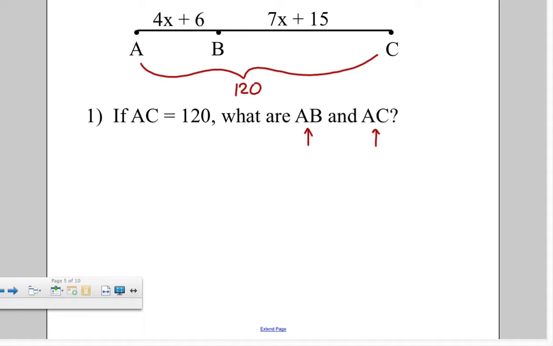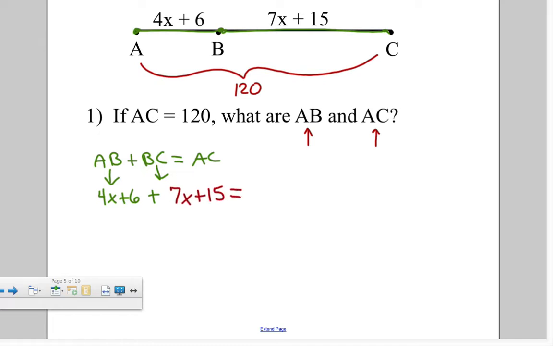Using our segment addition postulate, I know that AB plus BC equals AC. So because of that, I know that AB, which is 4x plus 6, plus BC, which is 7x plus 15, will equal AC, which is 120.